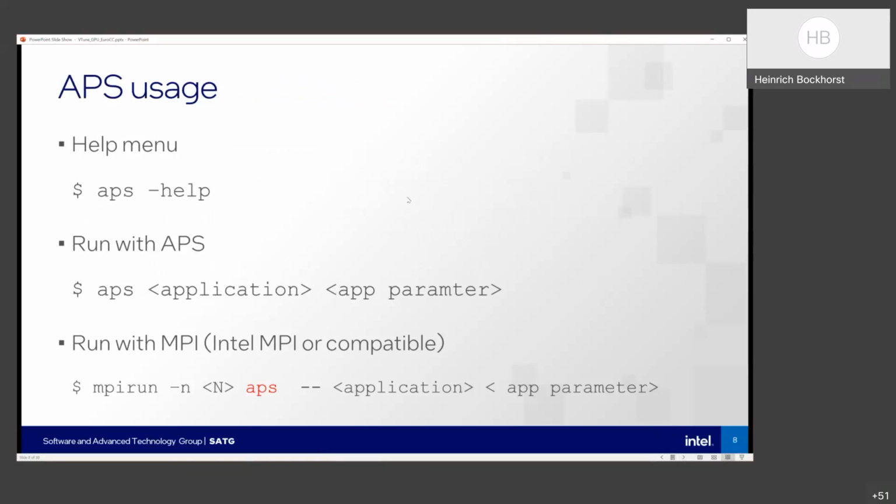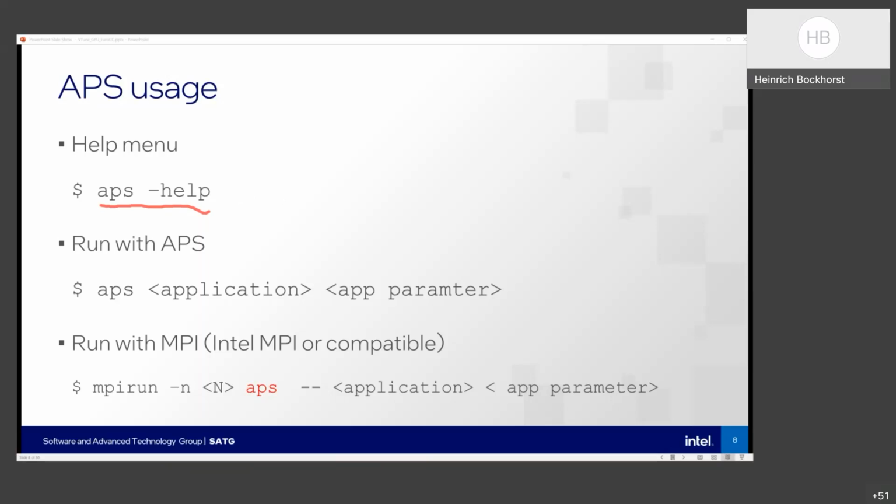So the usage model is quite easy. You have a help system. It is quite handy that all the tools have a help flag and an extensive help menu, so you can learn about APS just by using the command line help and getting all the features you need.